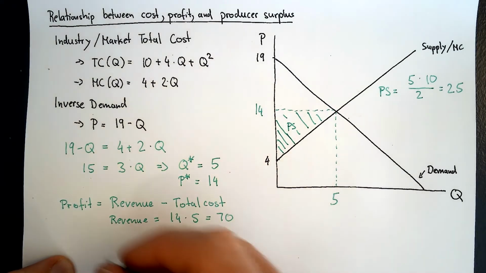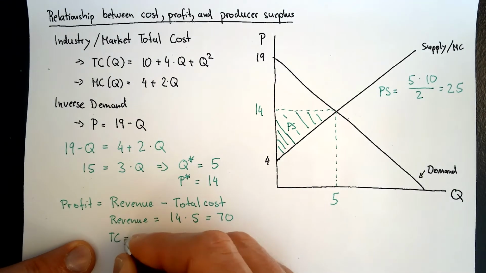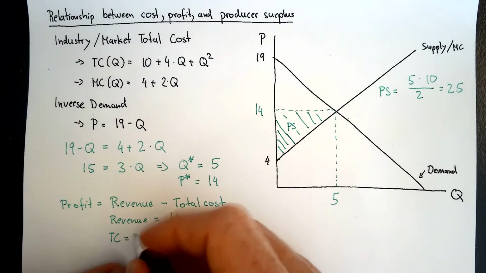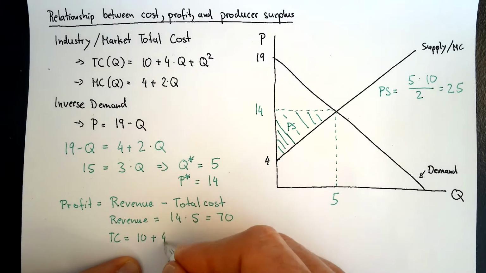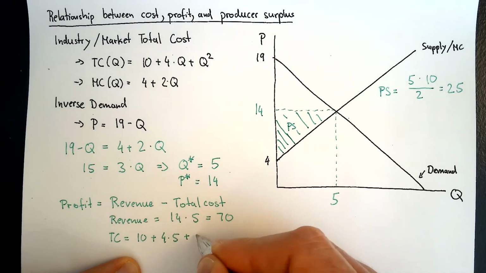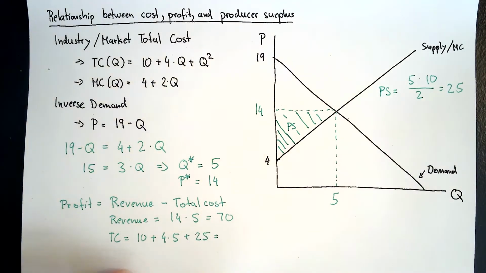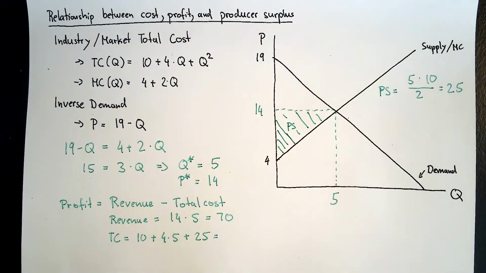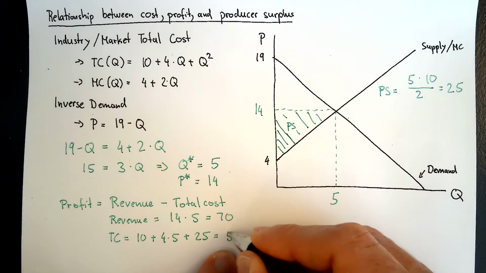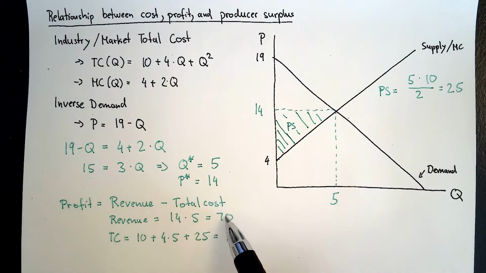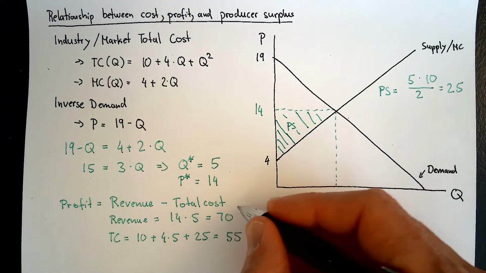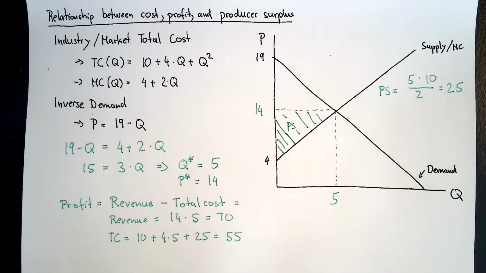And the total cost is equal to 10 plus 4 times 5 plus 5 squared, which is 25, and hence the total cost in this case is 55. So now you can calculate the revenue minus the total cost, 70 minus 55, and you see that the profit is equal to 15.